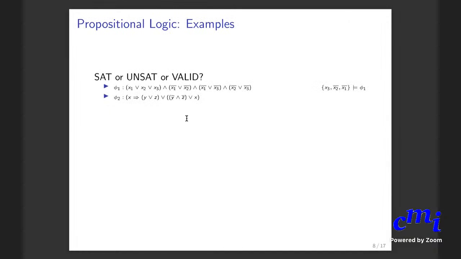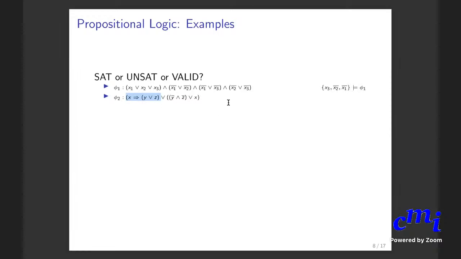How about this one? This happens to be valid because, see, X1 is either true or false. If X1 is false, then this implication, the first one, is true. The semantics of implication is defined in such a way that if the antecedent is false, the whole thing is true.